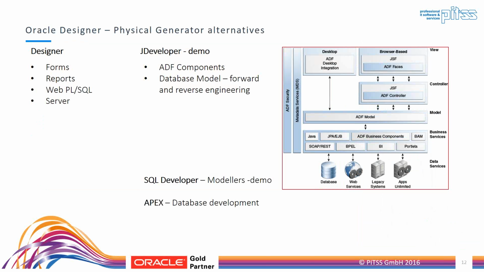And then coming down to the physical generation level, in Designer we have forms, reports, WebPL/SQL, which has morphed into the Apex world, and the server or database elements that we can generate, with tables, views, PL/SQL, procedures, functions, etc. On the JDeveloper side, we generate out these ADF components, business components for Java. All the database modeling can be generated out. Likewise with SQL Developer, a lot of modeling tools in there for process modeling, database modeling, etc. And indeed, Apex has a little bit of development tools as well.